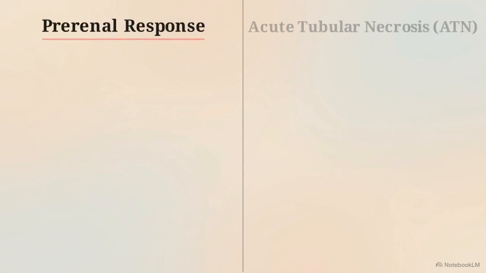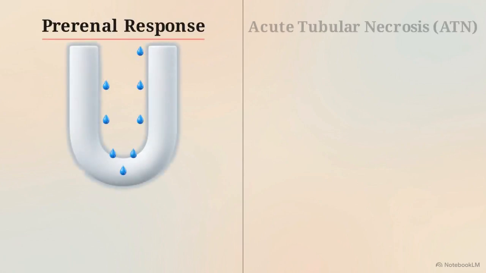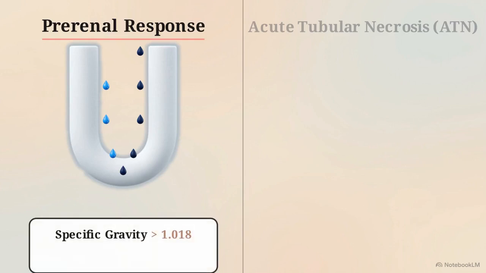This split screen compares the two states. On the left, the pre-renal response. The nephron is intact. It reabsorbs water back into the body, concentrating the urine to a specific gravity exceeding 1.018. This drives osmolality above 500, confirming the hypertonic medullary gradient is functioning.